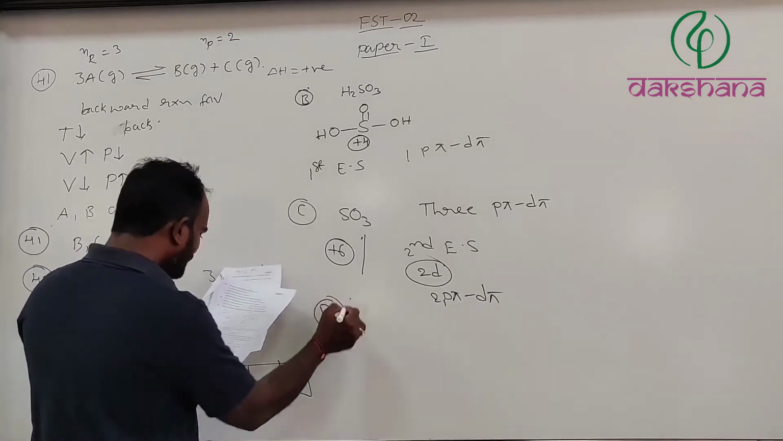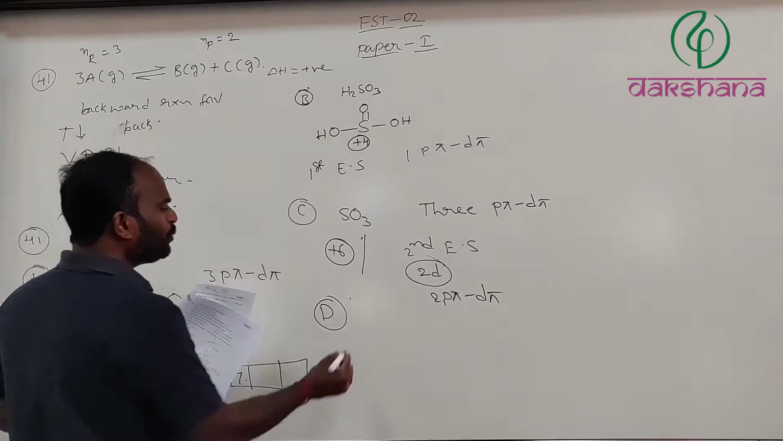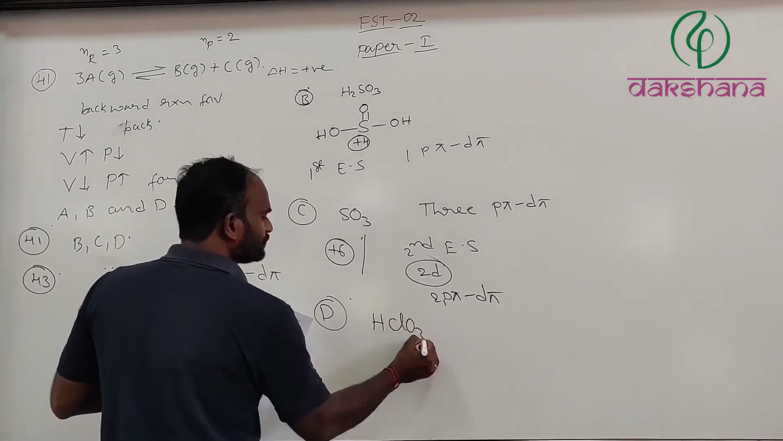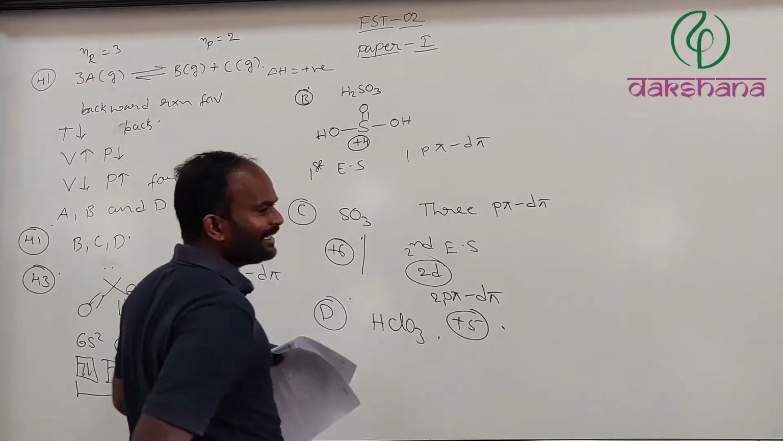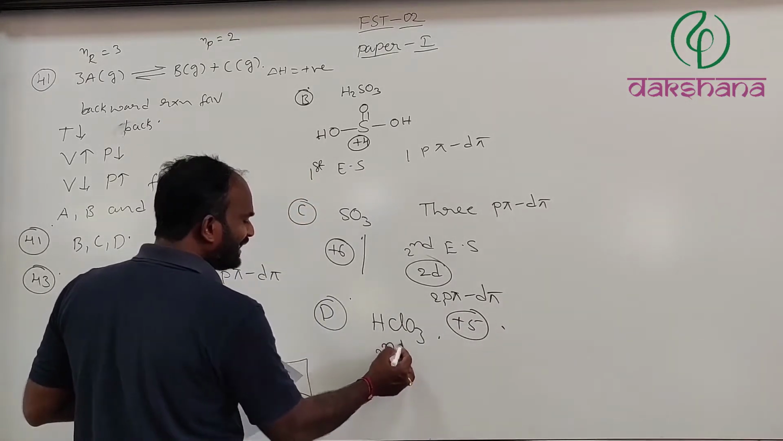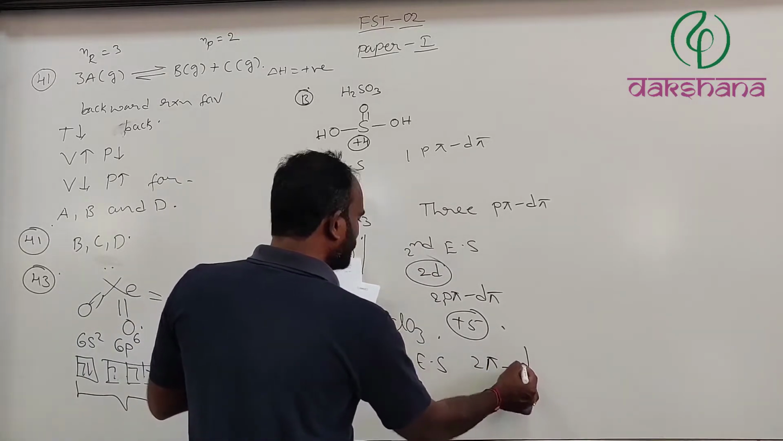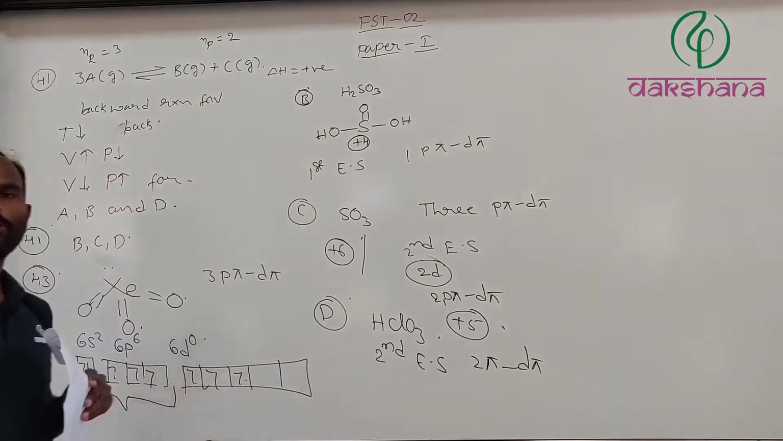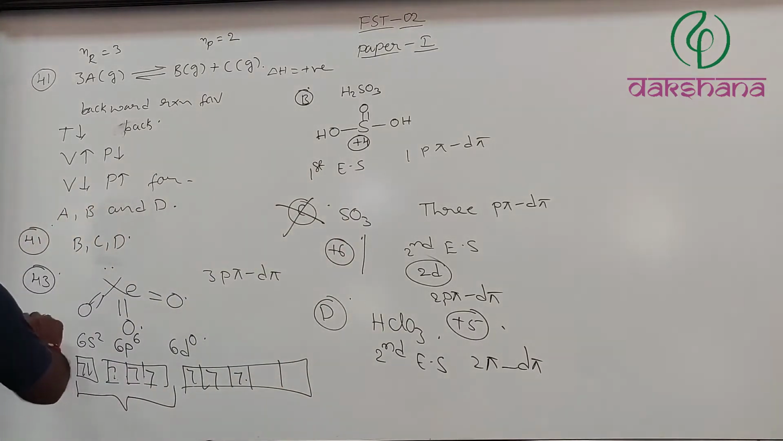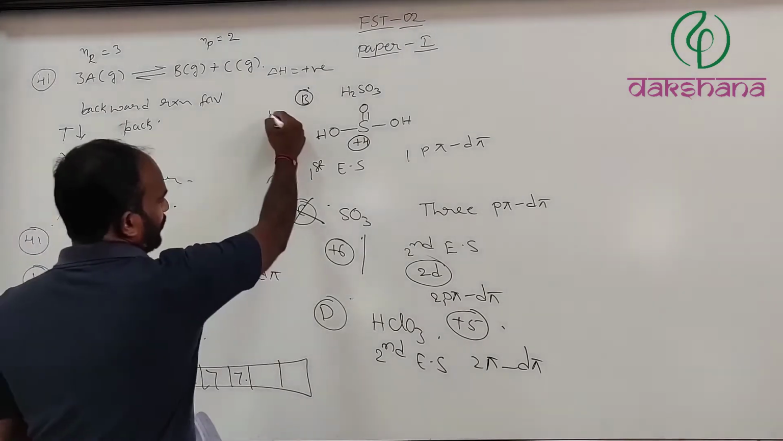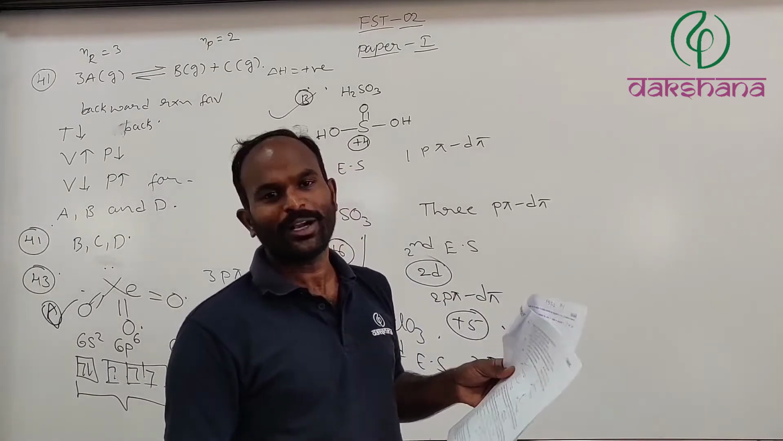Next, option D, HClO3. Its oxidation state is going to be +5 and here it is achieved in the second excited state. Therefore, 2 p-pi d-pi bonds will definitely be present. Therefore, except option C, option A, option B, as well as option D, all of them are true.